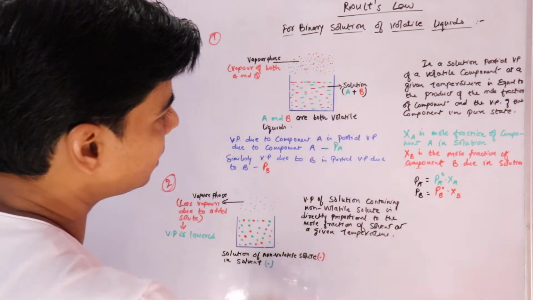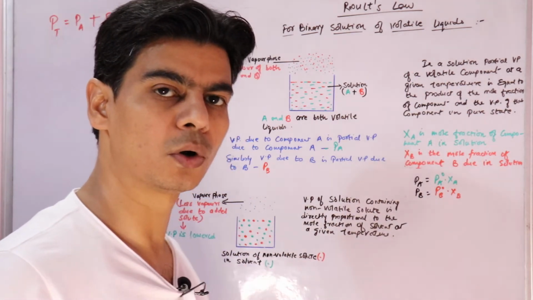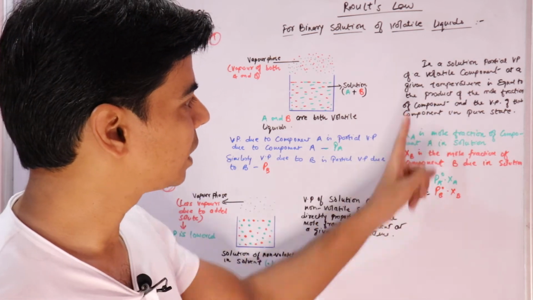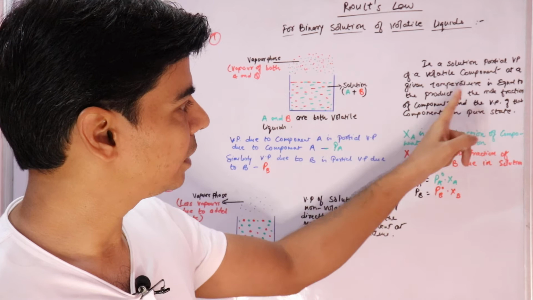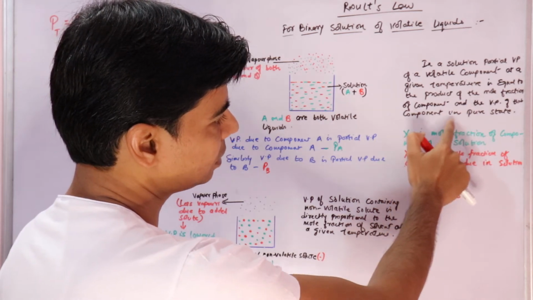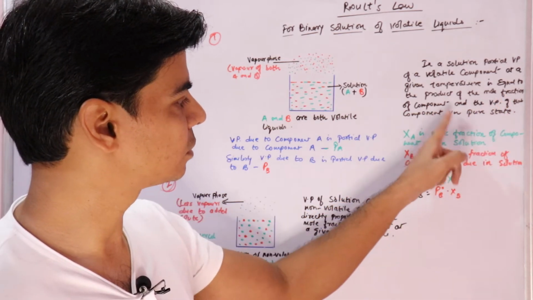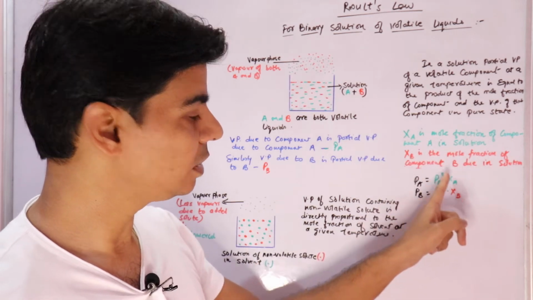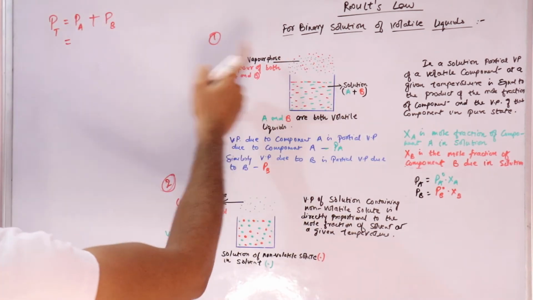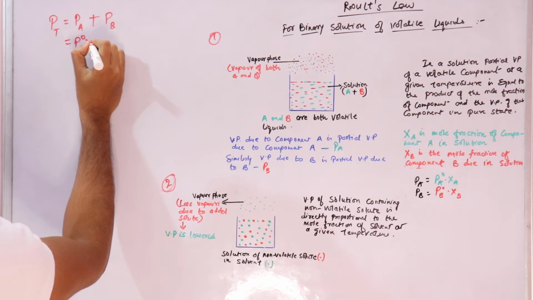This is Raoult's law for a binary solution consisting of two volatile liquids. It states that in a solution, the partial vapor pressure of a volatile component at a given temperature is equal to the product of the mole fraction of the component and the vapor pressure of the component in its pure state. It is directly proportional to XA, the mole fraction of the component, and the vapor pressure of the component in pure state, PA0 and PB0. So we can write the partial vapor pressure due to component A as PA0 times XA.